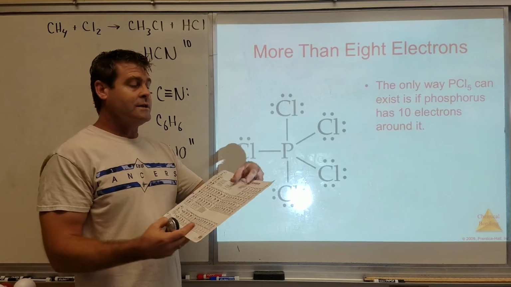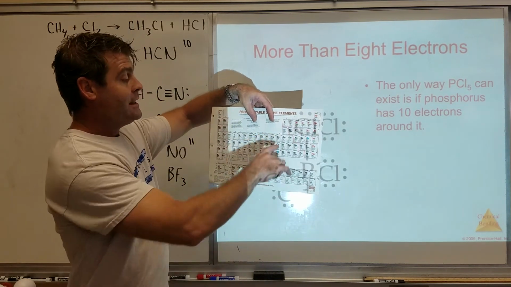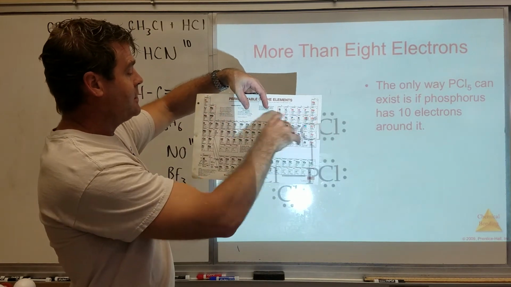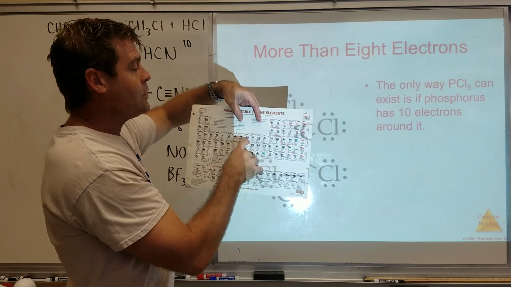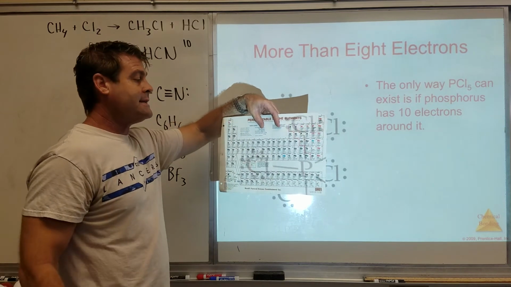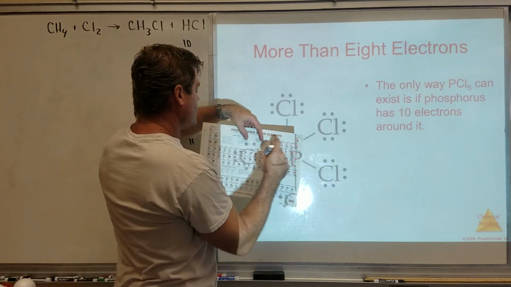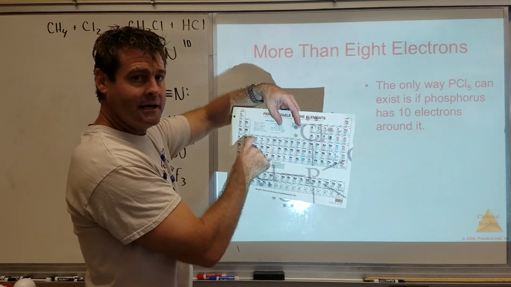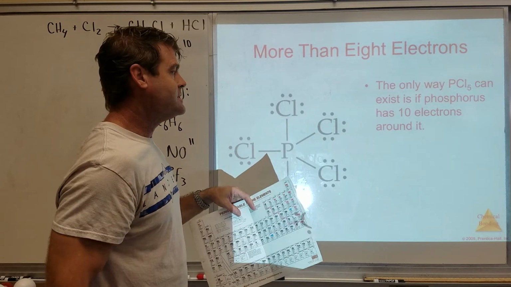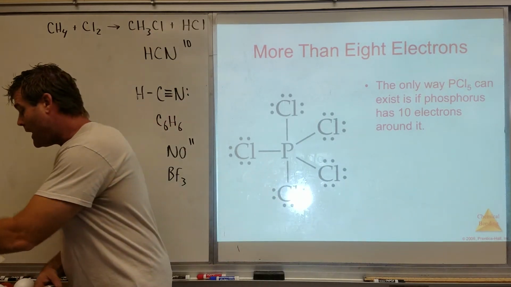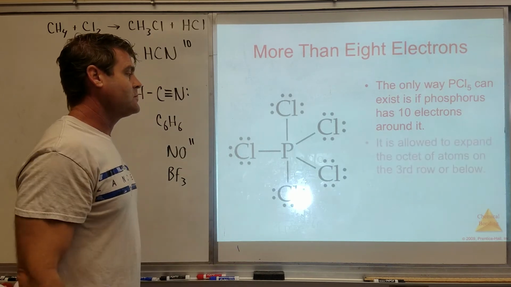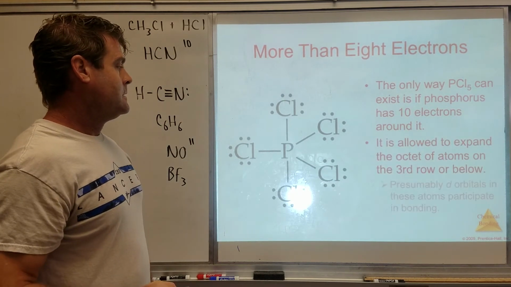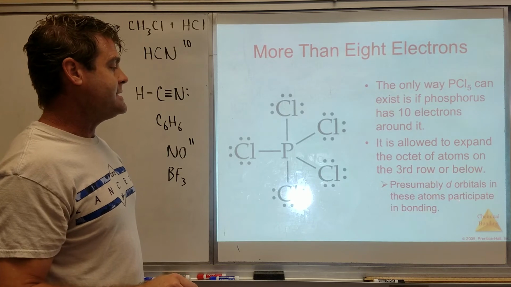And a lot of times, the reason for that is, especially in this third period here, you guys remember this is the third energy level, and remember the d orbitals? So it has empty d orbitals. So the theory is that the extra electrons are going to occupy empty d orbitals in that third energy level, and that can help explain why those can actually have more than an octet number of electrons. So presumably d orbitals in these atoms participate in bonding.